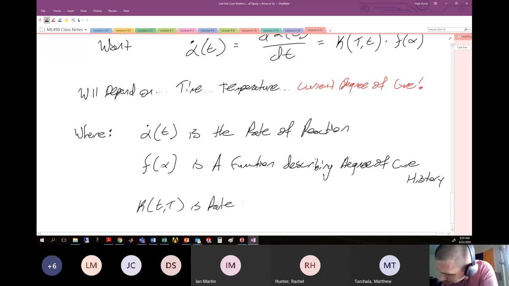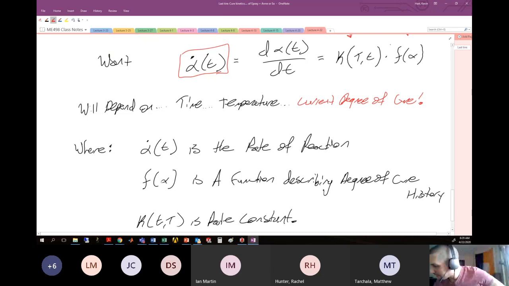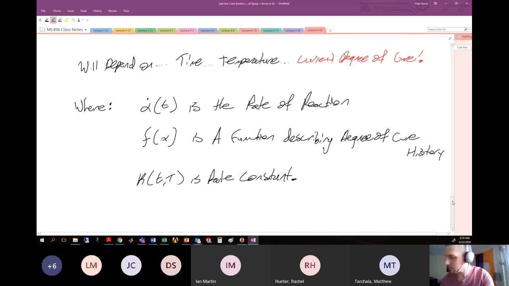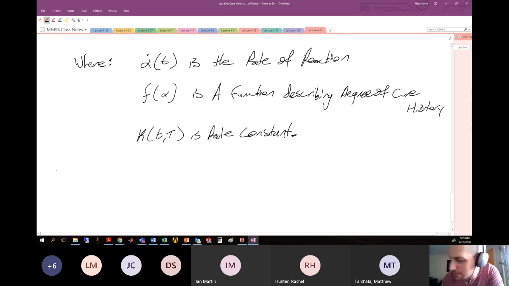All right. So if I know that my rate of reaction is dependent on the history of the degree of cure, I can plot those two things against each other and take a look at what that graph might look like. That'll give me hints as to what my variable k will need to be. So look at alpha versus alpha dot curve. I'll bring that up here and we'll talk our way through it.